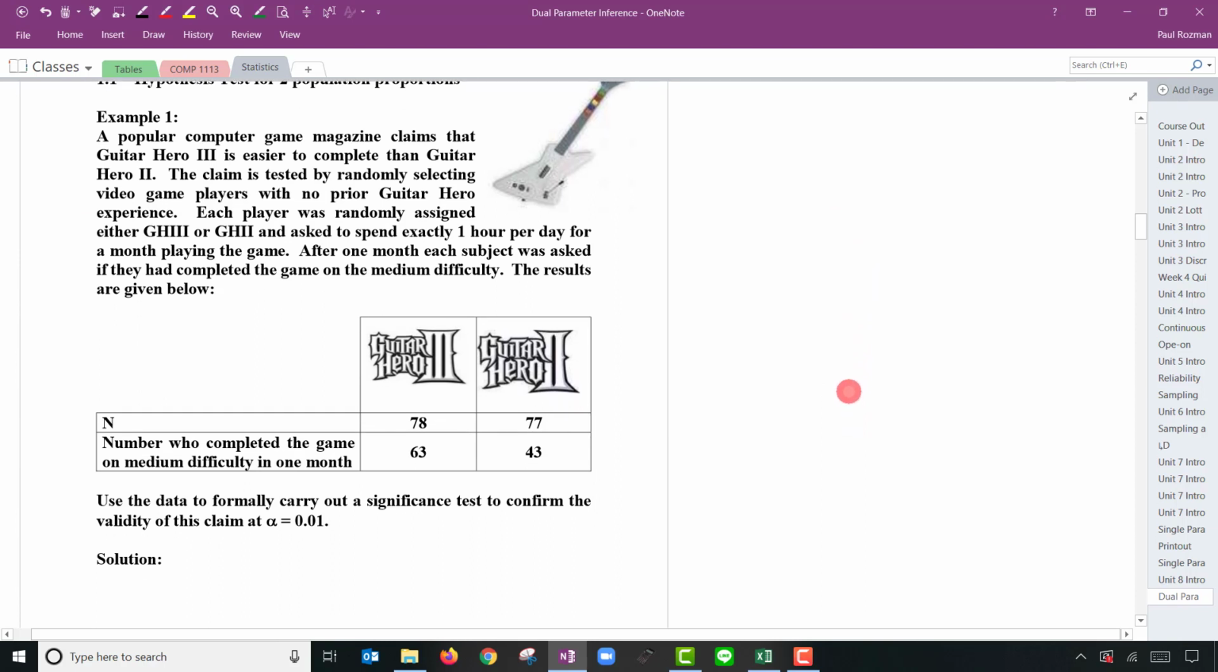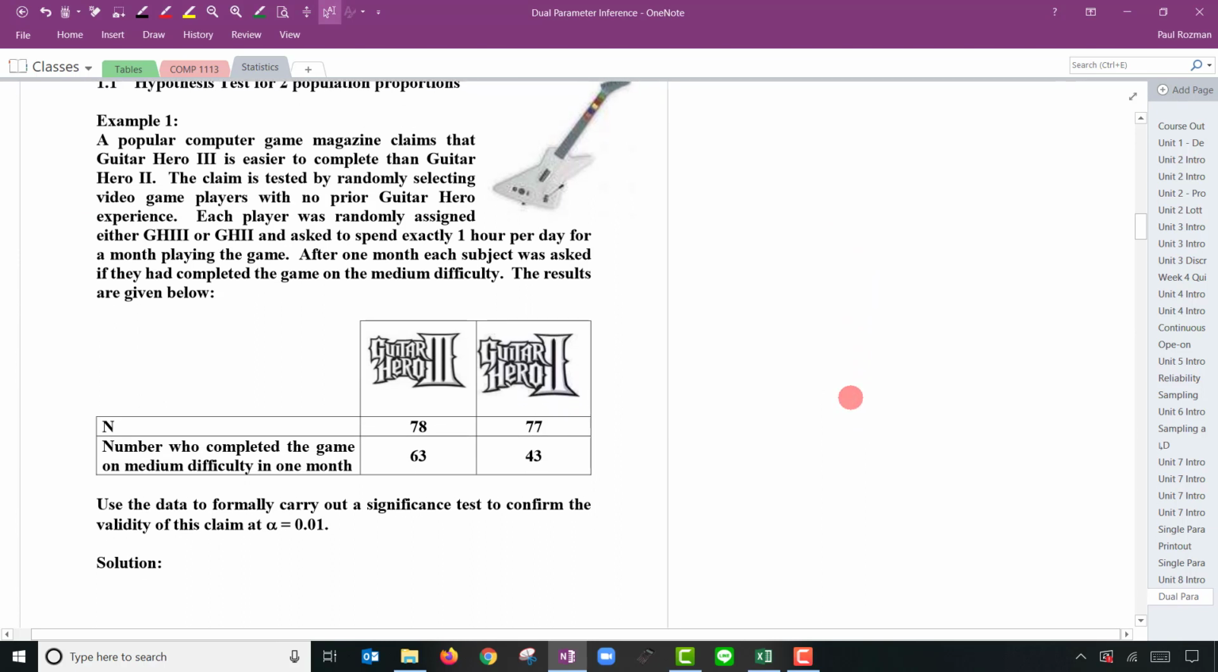I once was hooked on a game called Guitar Hero, and when Guitar Hero 3 came out, it seemed a lot easier than Guitar Hero 2. So then I created this question based off of that. A computer game magazine claims that Guitar Hero 3 is easier than Guitar Hero 2. So they conducted a test, and they found some people that had never played Guitar Hero of any type before, and then they assigned them Guitar Hero 2 or Guitar Hero 3, and then they had them practice, essentially playing the game 1 hour a day for a month.